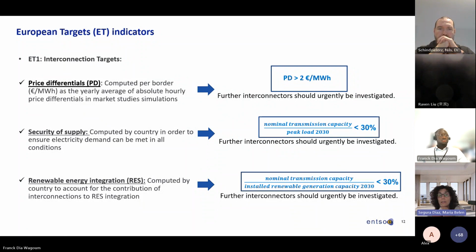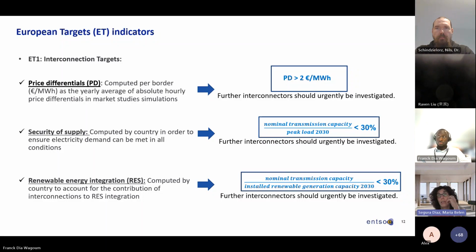And as the expert group on electricity interconnection targets recommends, when those borders obtain a value higher than €2 per megawatt hour, it means that further interconnection should be urgently investigated in those borders.